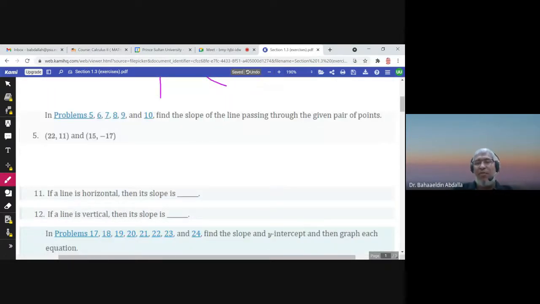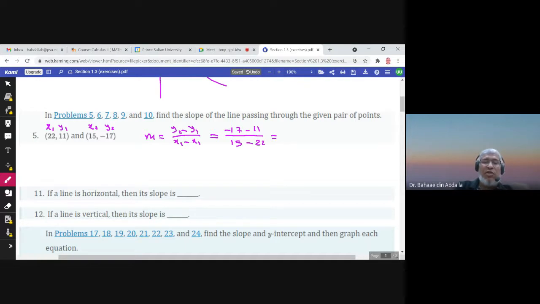Find the slope of the line passing through the given points. Well, the definition of the slope is delta y over delta x, or y2 minus y1 over x2 minus x1. So if we call the coordinates of the first point x1, y1, and the coordinates of the second point x2, y2, then negative 17 minus 11 over 15 minus 22. So y2 minus y1 over x2 minus x1.